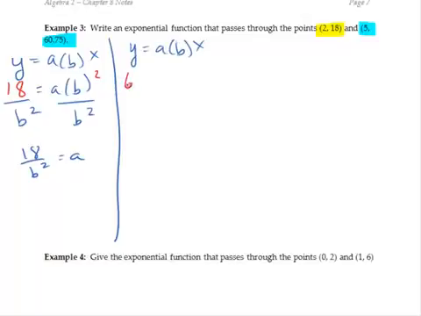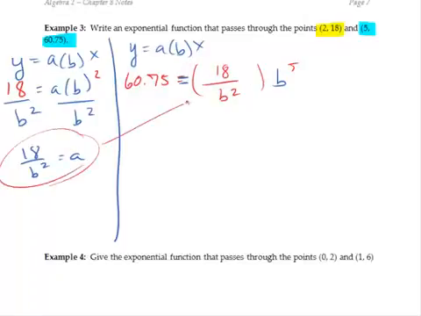Step 2, we're going to put in 60.75 equals, now I'm going to slip in my a right here. We know that a is 18 over b squared. And then we're going to have b to the 5th power. So the 5 and the 60.75 is the point. This here is my A value that I just slipped in. So we get 60.75 equals 18. Cancel some of these b's. It's going to cancel 2 of them. It's going to leave us with b to the third.